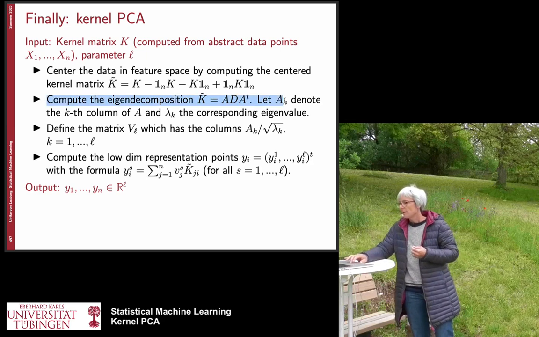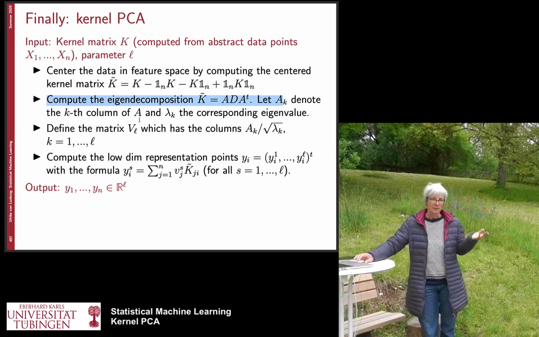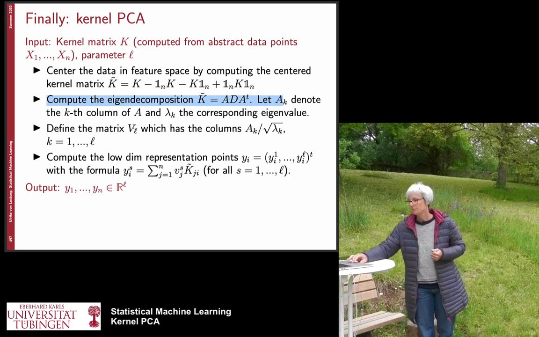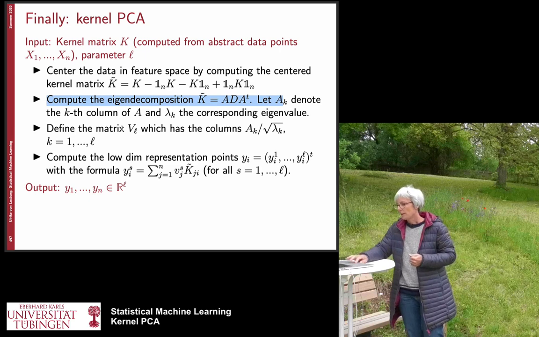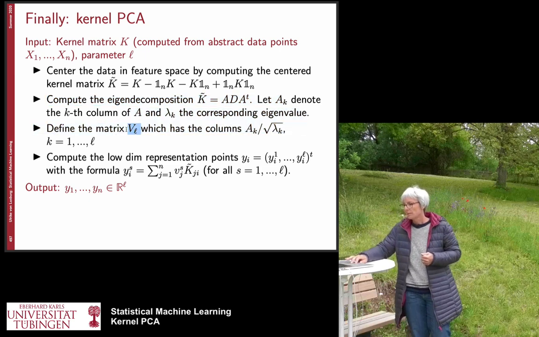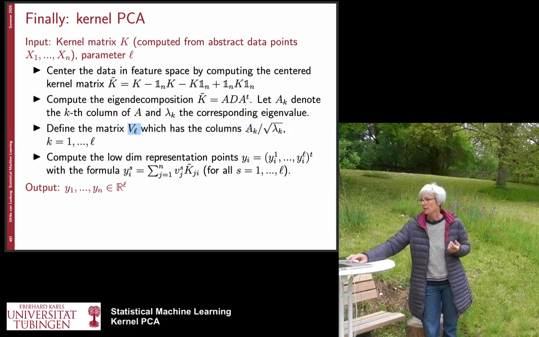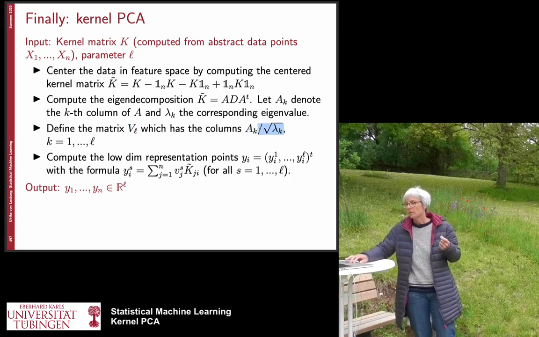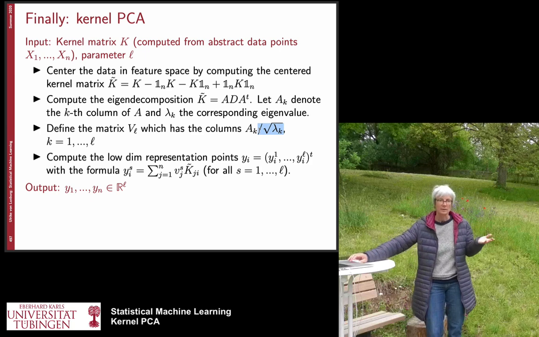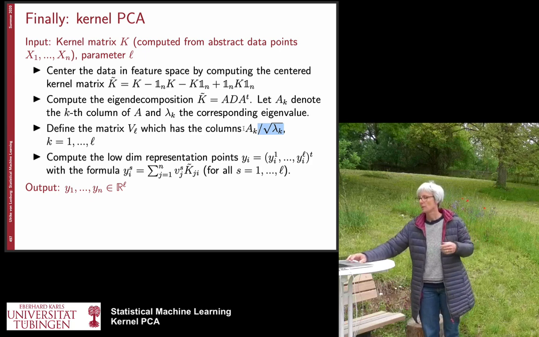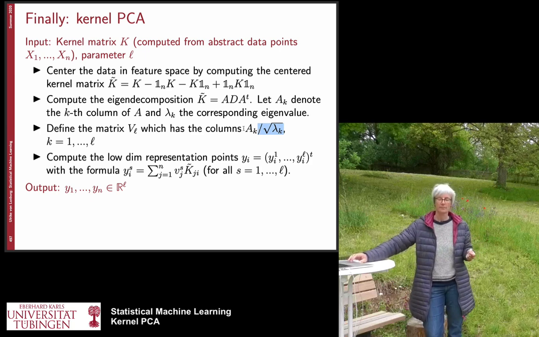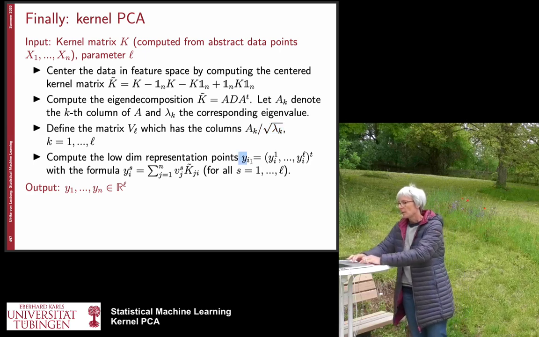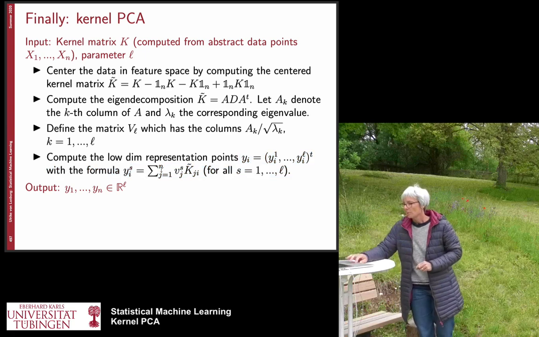We let A_k denote the kth column and lambda_k the kth eigenvector, eigenvalue. Then we define this matrix V_L, which we need to compute the projection. And this matrix is simply these original vectors A_k divided by the square root of lambda_k, which we needed to normalize them to norm 1. We do that for all k between 1 and L. And then we can compute the low dimensional representations of the points with this formula.